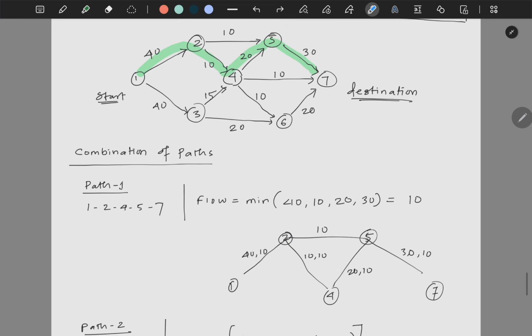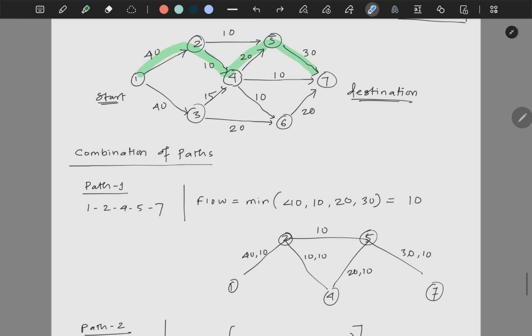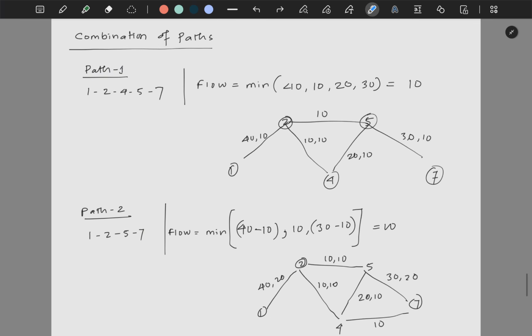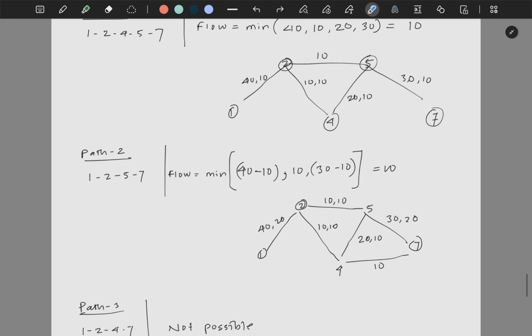The next path, if you see here, is this one: 1 2 5 and 7. You can write the paths in any order. If you write this as path 1 and this as path 2, it's not a problem. You just shouldn't miss out any paths. That's the final goal. In path 2, I now have to find the minimum of this, 1 2 5 and 7.